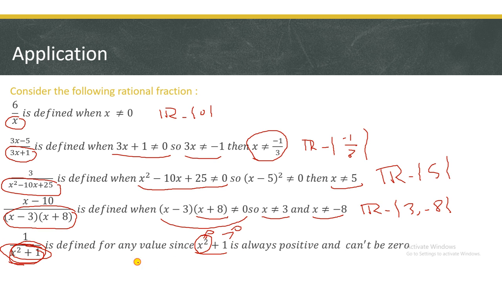Then the domain of definition is what? All real numbers, because x squared plus 1 is always positive. If you replace x equal to 1, minus 1, 6, minus 1 over 2, any number, it's always positive.